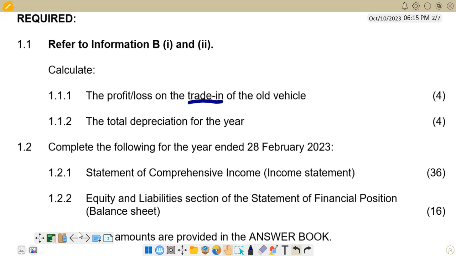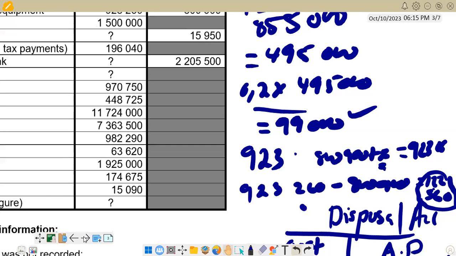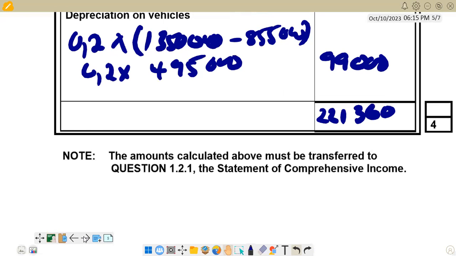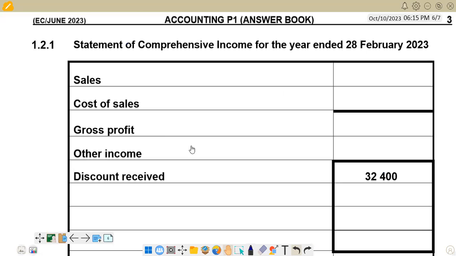we have it there in terms of the answer book, what we are given in the answer book. If you go there, that is our statement of comprehensive income. We've got sales, cost of sales, gross profit, then other income. Then we take note that we've got a figure that is pre-entered for discount received, 32,400. So we are going to start on sales.